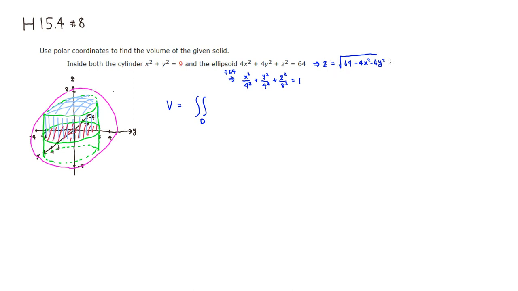And I think we can factor out the 4. The square root of 4 is 2, so this is going to be simply 16 minus x squared minus y squared. So we have that. There's going to be 2 times the square root of 16 minus x squared minus y squared.